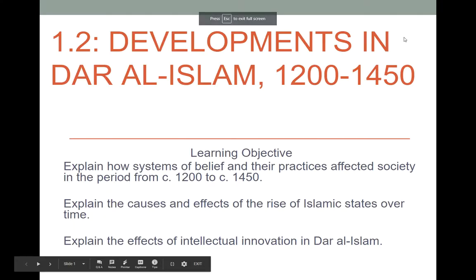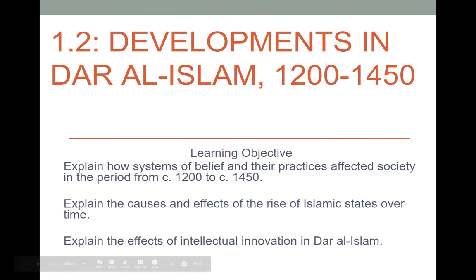All right. Hello, everyone. We are moving on to our next topic, 1.2 Developments in Afro-Eurasia from 1200 to 1450. We're going to focus on how systems of belief and practices impact society, look at the causes and effects of the rise of the Islamic states over time, and then explain the effects of the intellectual innovation that we're going to see under the rise and spread of Islam.